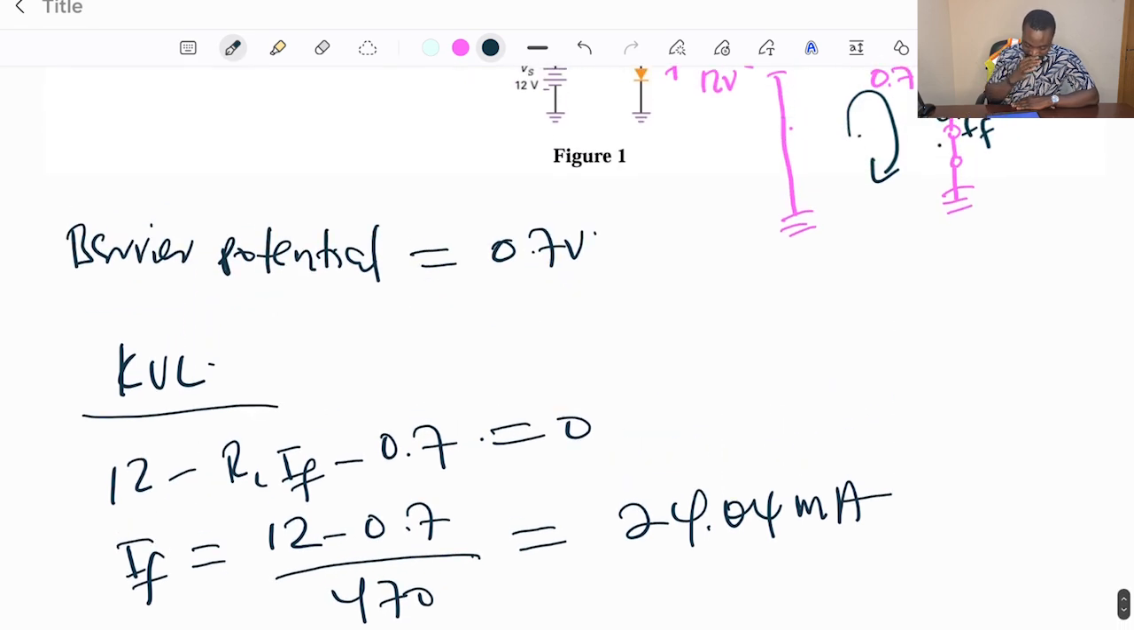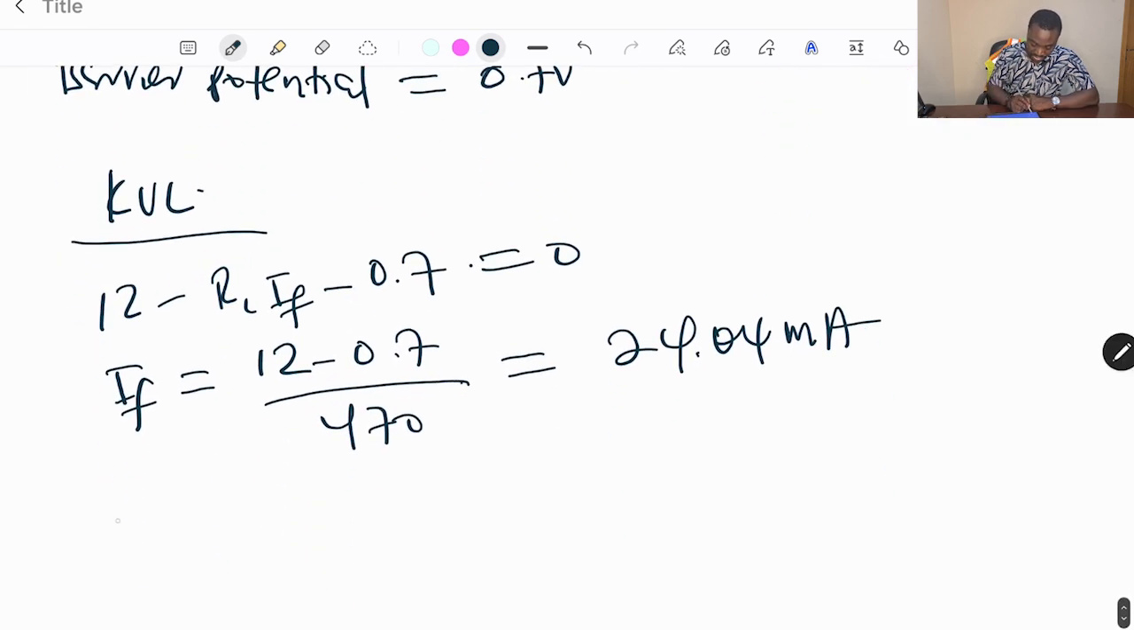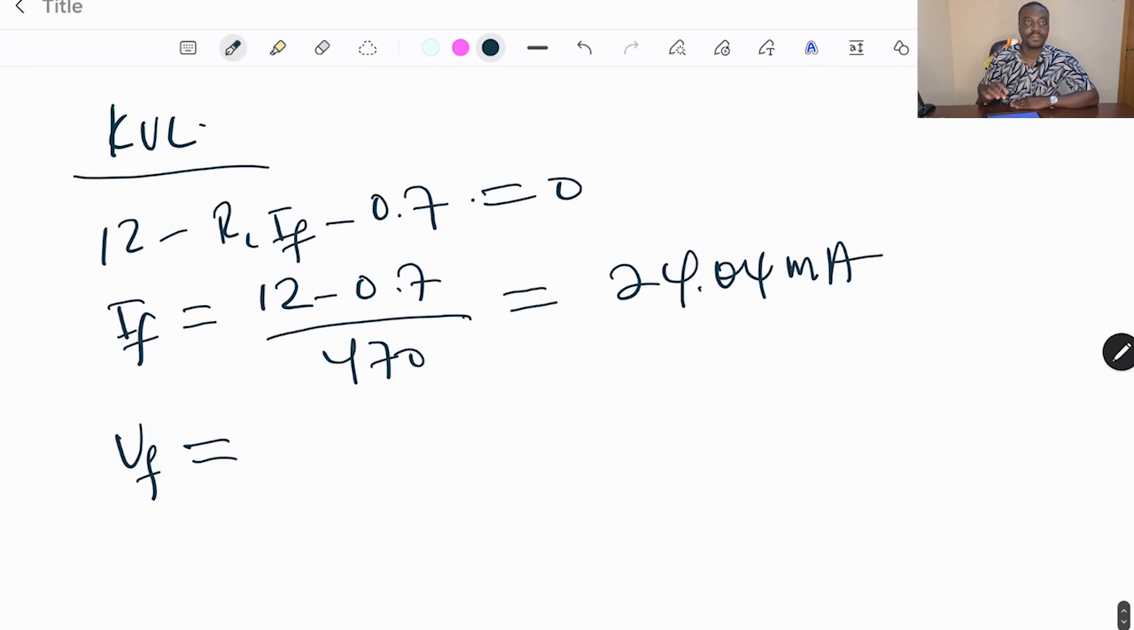Now, what of the forward voltage, which is VF? Remember, we said the forward voltage for a practical diode is going to be the same as the voltage across the diode, meaning it's going to equal the barrier potential of the diode. So we have here 0.7 volts.